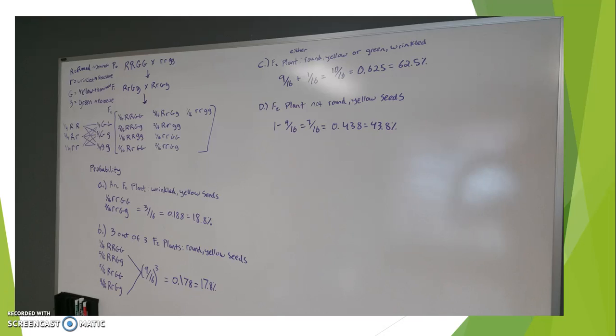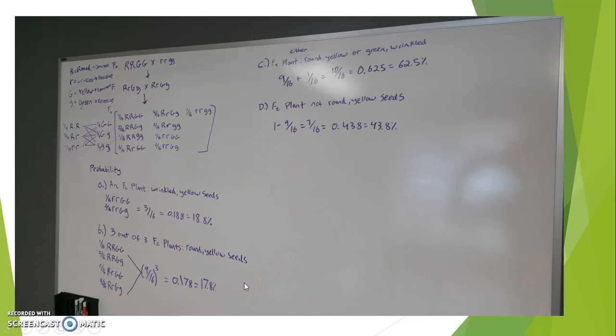For problem A, it asks what's the probability of an F2 plant that is wrinkled with yellow seeds. I followed the key up here and gave their genotypes. Wrinkled would have to be little r all the time, and yellow seeds can be dominant. So you have little r, big G, and then little r, big G, and that's 3 out of 16, which is 18.8%. All I did was add these two together.